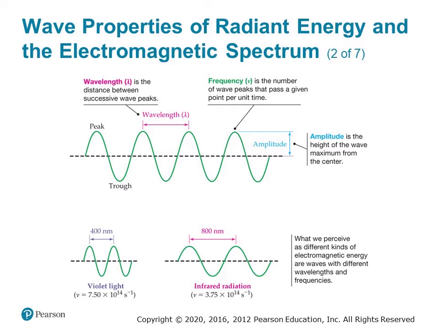In the context of light, what we see as different kinds of light are waves of electromagnetic energy with different wavelengths and frequencies. This includes things like different colors of visible light, but also other types of light outside the visible spectrum, like infrared radiation, for example.